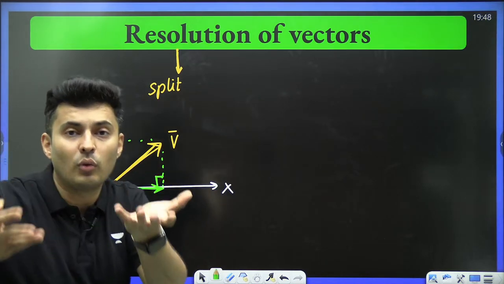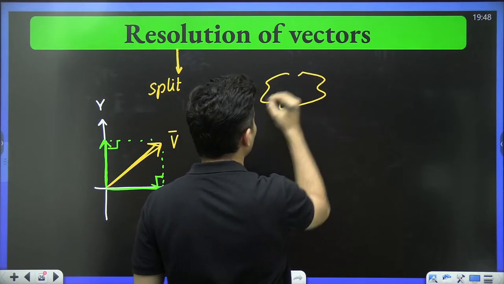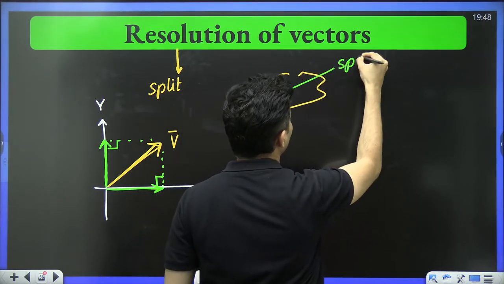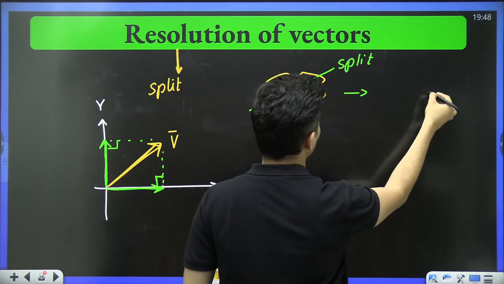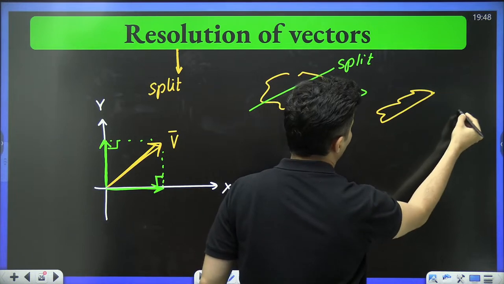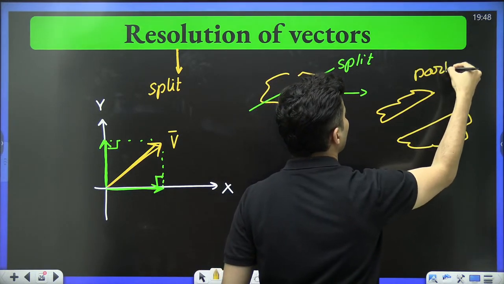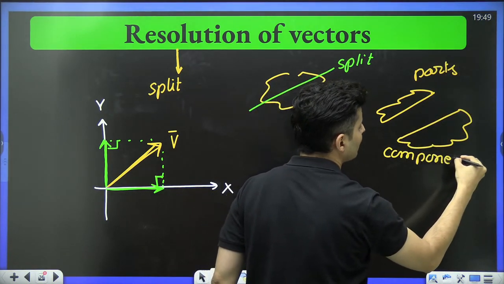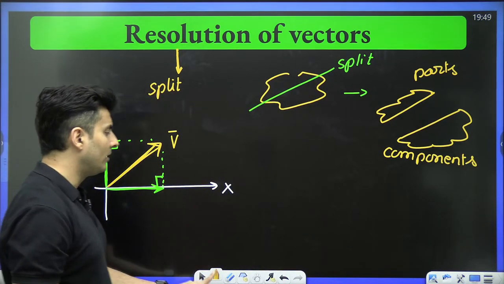When you split, what do you get? When you split, guys, imagine you have something, right? And you split it. What do you guys get? Obviously you will get parts. So you will get one part here and another part over here. So these are basically your parts, and they are also called components. What are they called? Components. So what will this be called?